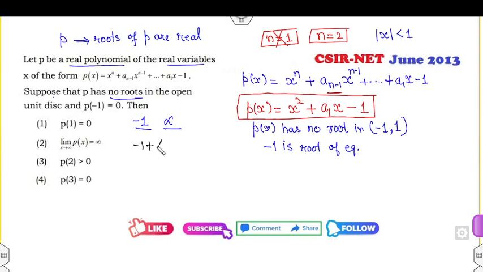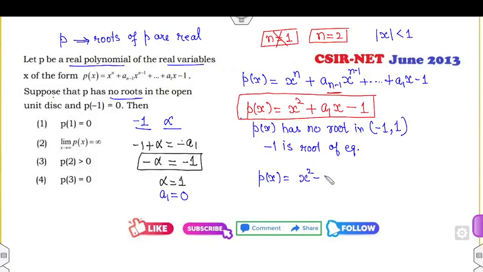The sum of the roots will be minus b over a, and the product of the roots will be c over a. So clearly from this expression alpha will be 1. If alpha is 1, what is a1? a1 will be 0, so my expression simplifies to x squared minus 1. Clear? Now, what are the roots of this polynomial? The roots are plus or minus 1. There are no roots in between. So P(1) is 0, satisfied.